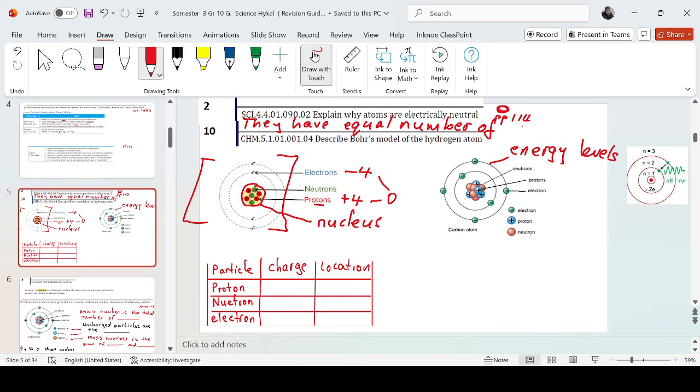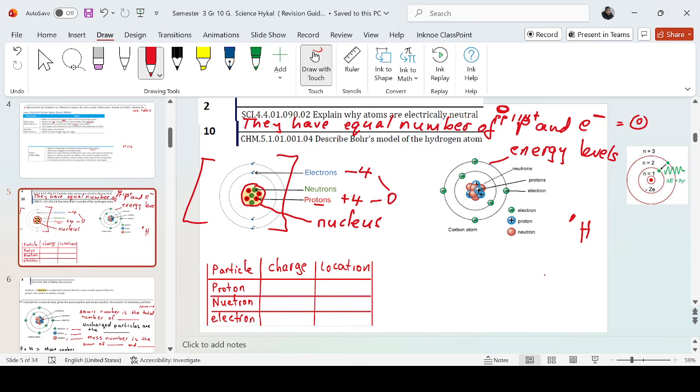Of protons and electrons. Protons are positively charged, electrons are negatively charged. So together they give you a net charge of 0, electrically neutral. So this is the Bohr model of an atom. Hydrogen has 1 electron, one proton. The mass number is 1.